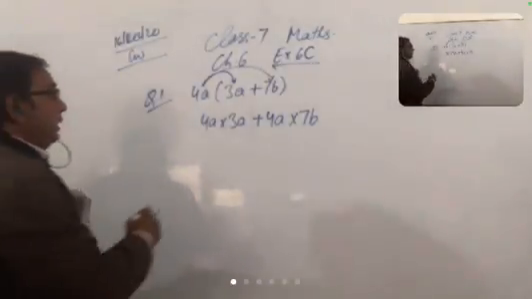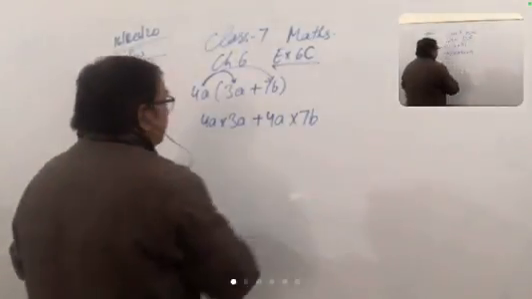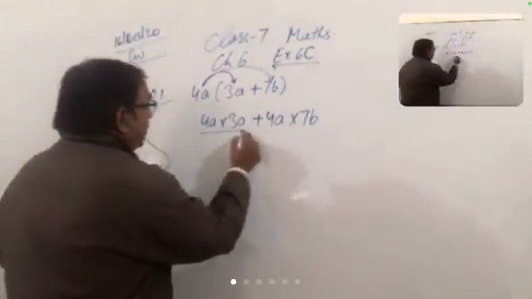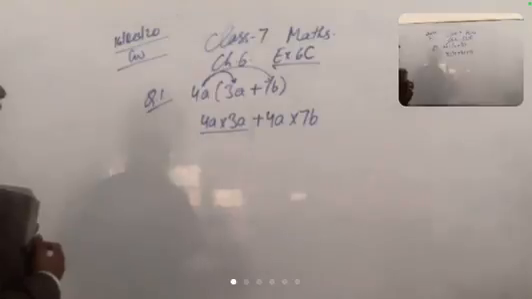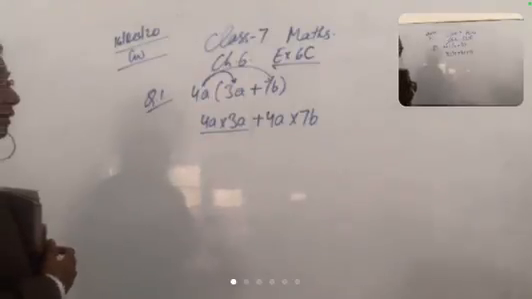Anyone please tell me, if we multiply 4 into 3, what is the answer? So what is the answer for 4a multiplied by 3a? Varsha, is Varsha there or not?